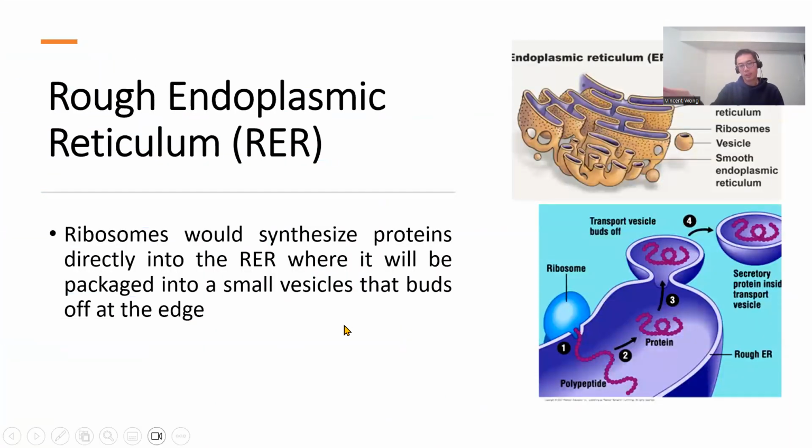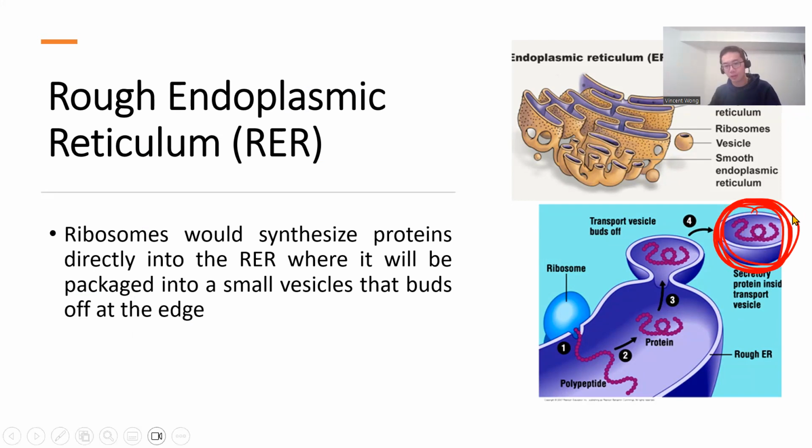Okay, so what does it do? The ribosomes would synthesize proteins directly into the rough ER, where it will be packaged into small vesicles that bud off or pinch off at the edge. This is what I was trying to draw for you, right? There's the ribosome on the outside, and then we see the peptide here. The peptide is going to fold up into the protein. It moves to the edge, and then you have the vesicle. Okay? Please tell me, where does this thing go next? Where is this going to go?